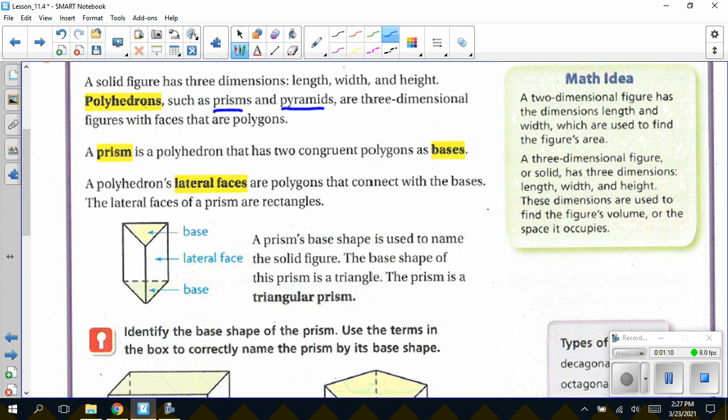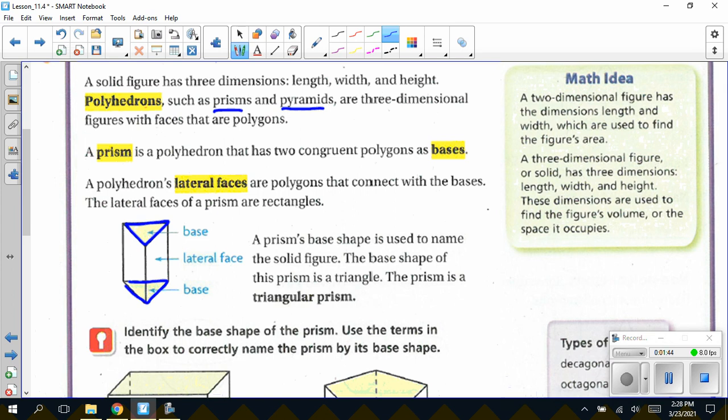So a prism is a polyhedron that has two congruent polygons as bases. And a polyhedron's lateral faces are polygons that connect with the bases. So the lateral faces of all prisms, no matter the shape of the base, will always be rectangles. So our very first prism that we see is a triangular prism. That is because the base, and there are two of them, are triangles.